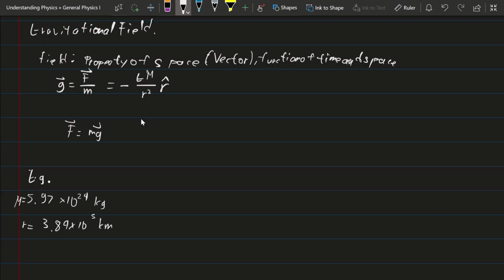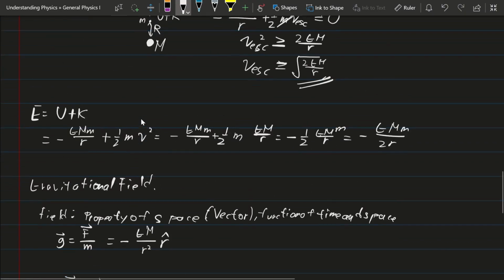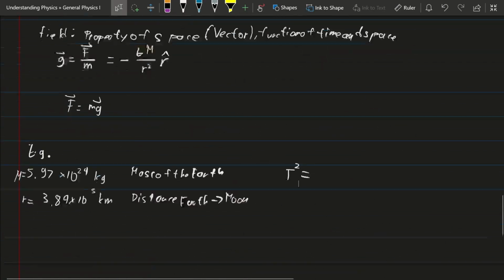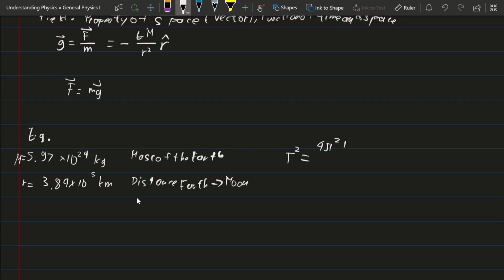So here is the data that I have: the mass of the Earth, as well as the distance from the Earth to the moon. By the way, this distance is the average. We won't really care if there's a perihelion or the aphelion. We'll only use these data to try to find the orbit of the moon. We have already figured out the orbit of the moon. T squared would be 4 pi squared r cubed over GM.